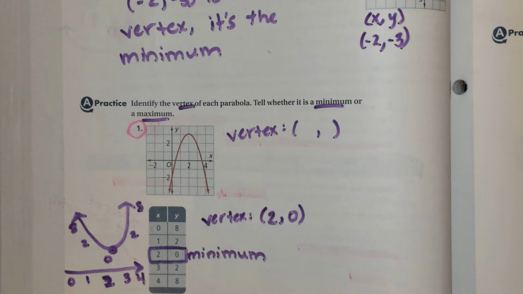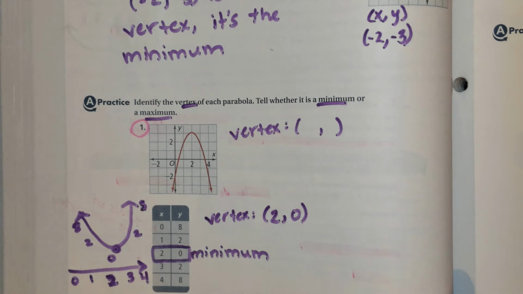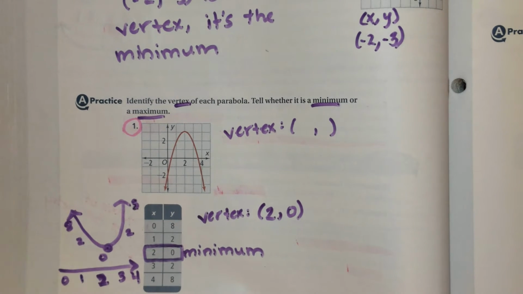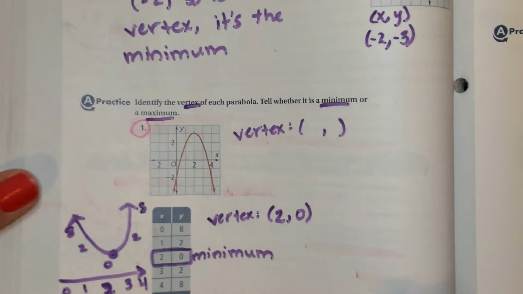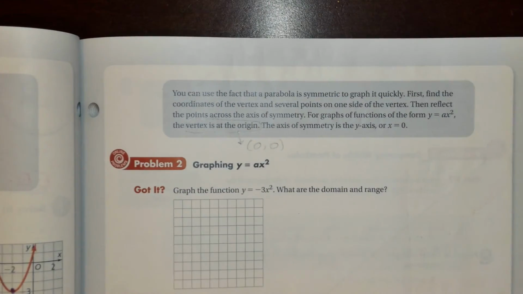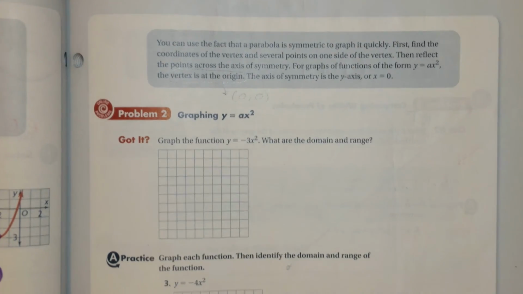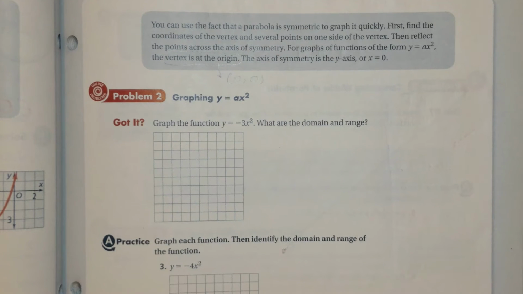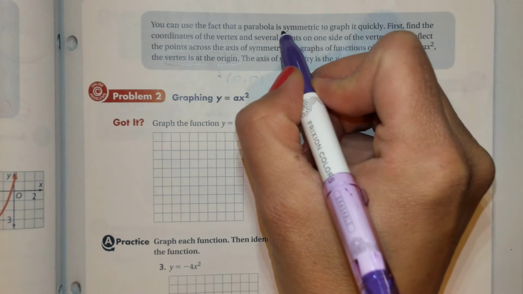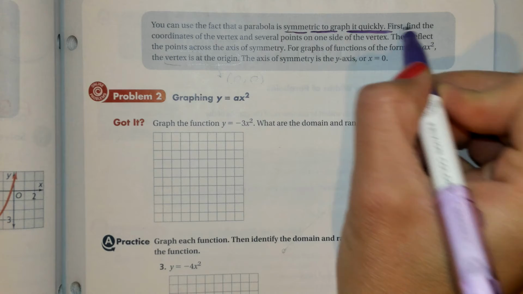There are maybe 2 on MathXL that you'll do like that. Pause if you need to. Otherwise, I'm going to the next page, which is the last page that we'll do, I think, for today at least. So it says you can use the fact that a parabola is symmetric to graph it quickly. Use that symmetry to graph quickly.